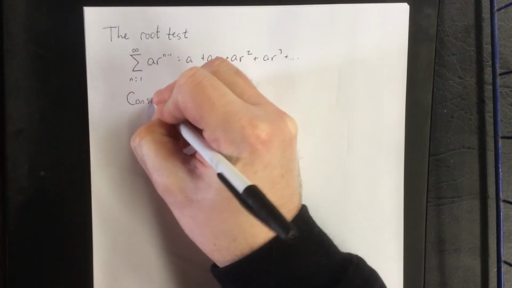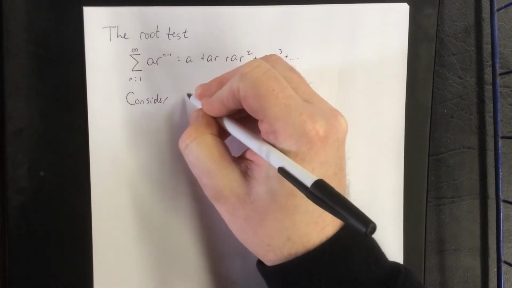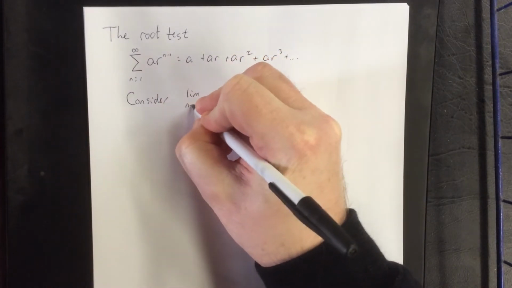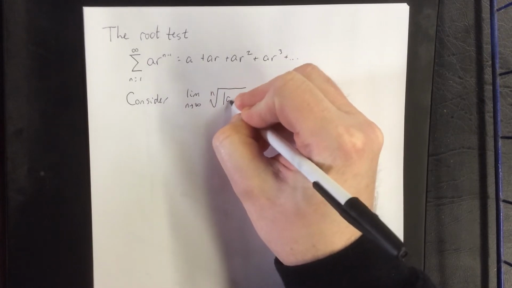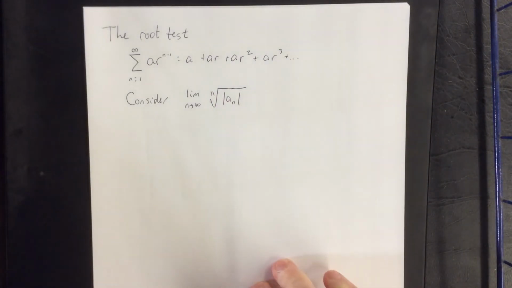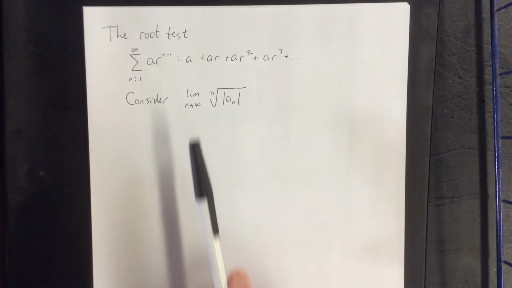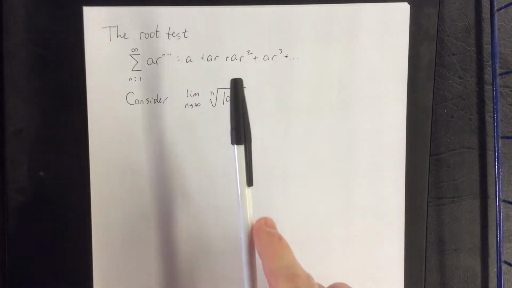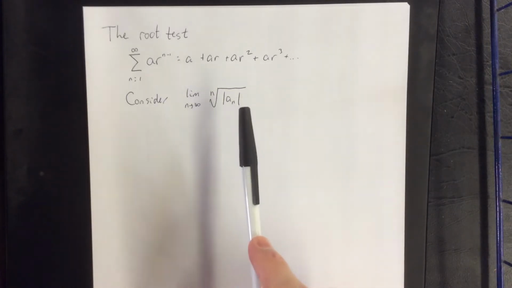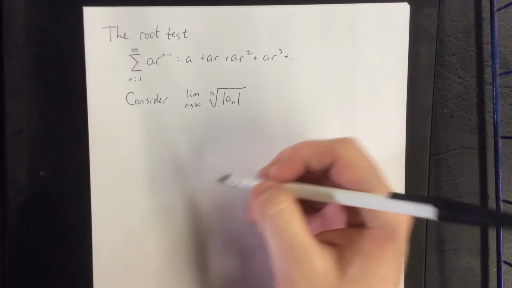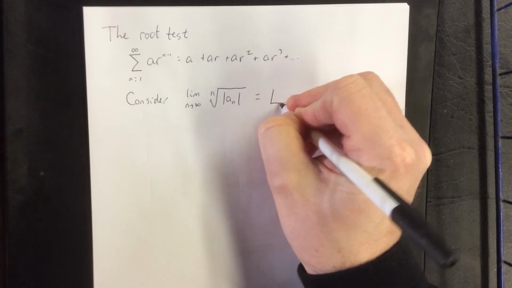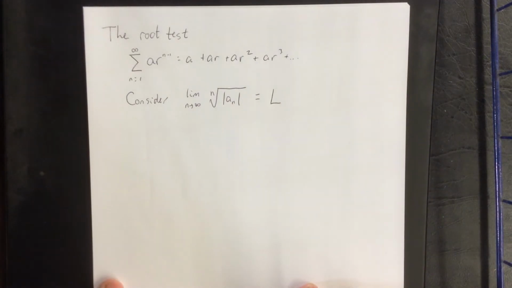So with that in mind, as long as something is eventually acting like a geometric series, we'll be okay. So we're going to consider the limit as n goes to infinity of the nth root of the absolute value of the nth term. Let's assume for a moment that this limit exists, and we'll refer to it as L.